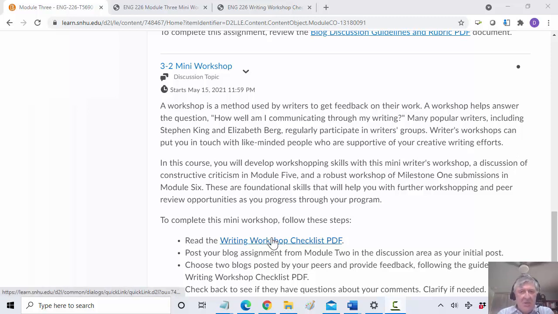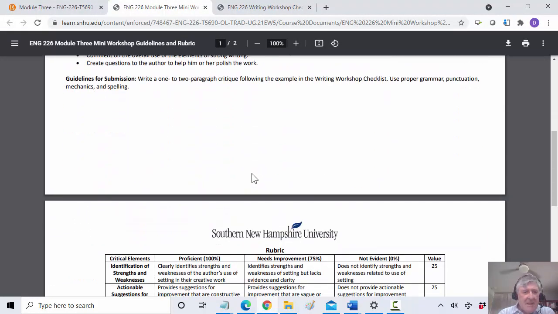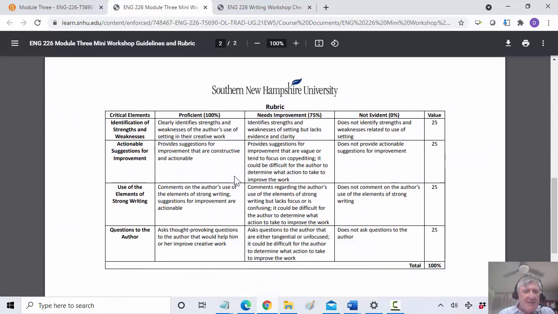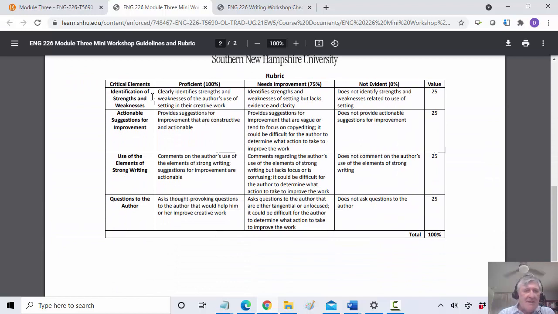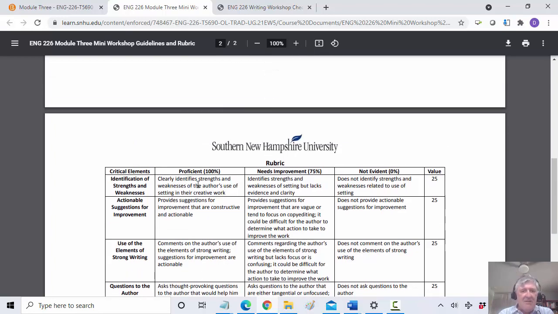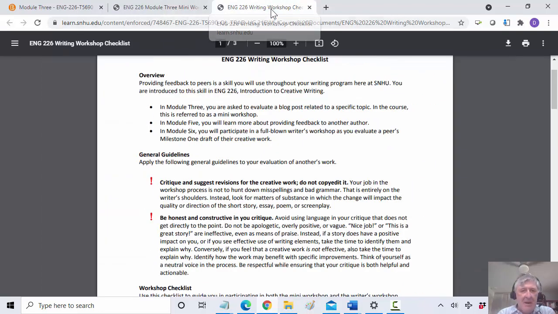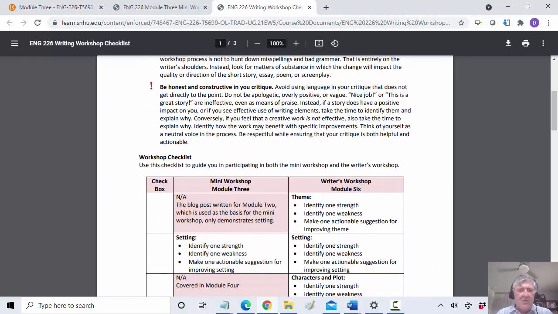You'll see that there is a checklist here. That's the rubric that tells you what is expected, and that is in your response, identification of strengths and weaknesses, suggestions for improvement, comments on the overall writing, and questions to the author. So those are the 4 areas that we will assess your response to your peers. There's also a PDF sheet that guides you towards what is to be concerned.